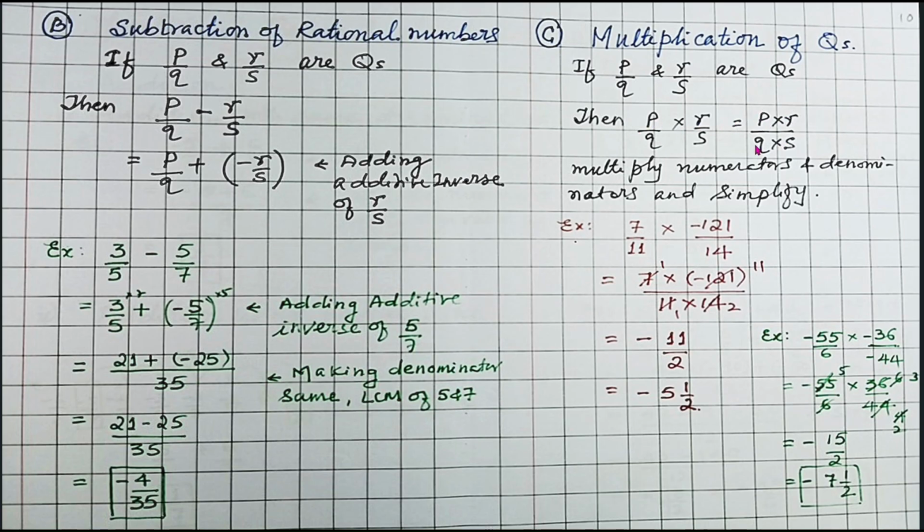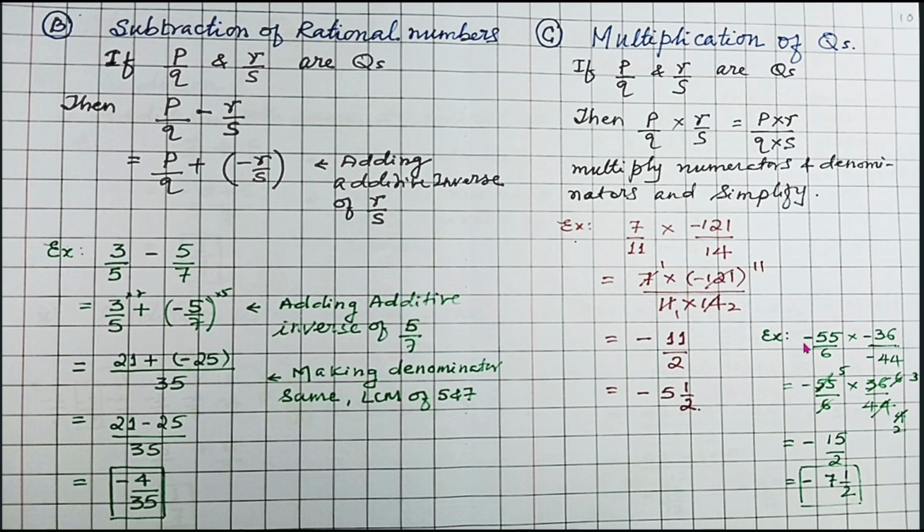So the product is p into r divided by q into s. So multiply the numerators and denominators and further simplify the rational number which we have got, so that we get it in its simplest form. Now for example, 7 by 11 into minus 121 by 14. So multiply 7 into minus 121, 11 into 14, we can simplify here. 11 on the 11, 11 on the 121, 7 on the 7 to the 14, we get minus 11 by 2, or nothing but minus 5 and a half.